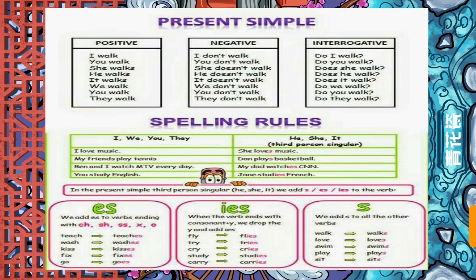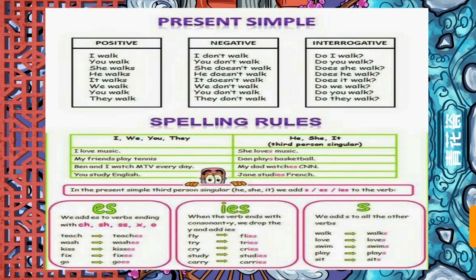The positive sentence says: I walk, you, she, he, it, we, they walk. Negative sentences will become like this: I don't walk. She doesn't walk. They don't walk. Here you can clearly see the difference between the auxiliary verbs don't and doesn't.